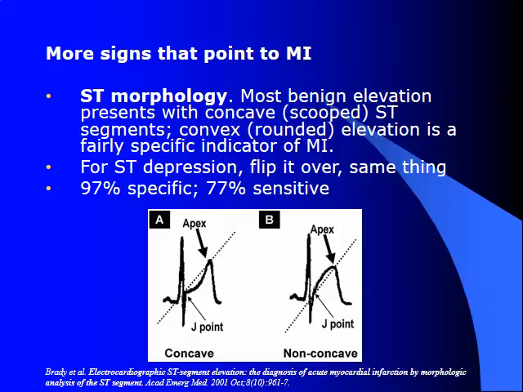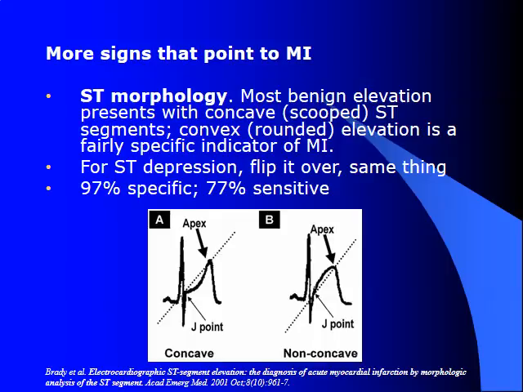Some more signs that point to MI is going to be the morphology of our ST segment. Most benign elevation, or elevation that is not related to an MI, presents with concave or scooped ST segments. A convex ST segment is a fairly specific indicator of an MI. For ST depression, it's the same thing, just reverse, since we're looking at the below the isoelectric line. This is very specific, 97% specific, and it's fairly sensitive too.